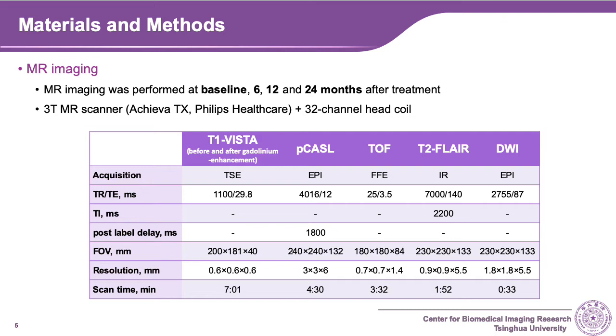After written informed consent was obtained, all subjects underwent MR imaging on the same 3T MR scanner, and the examinations were performed at 4 time points, from baseline to 6, 12, and 24 months after treatment. The MR imaging protocols include T1 SPACE, pCASL, TOF, T2 FLAIR, and DWI. The detailed parameters are listed below, especially for the T1 SPACE. We scanned twice, before and after gadolinium enhancement. For the pCASL sequence, we chose 1,800 milliseconds as a post-labeling delay to quantify cerebral perfusion.